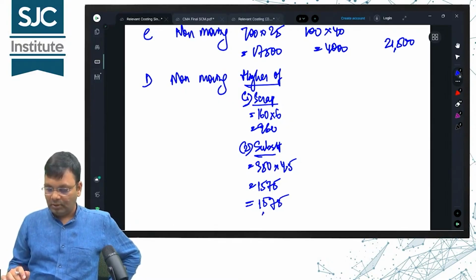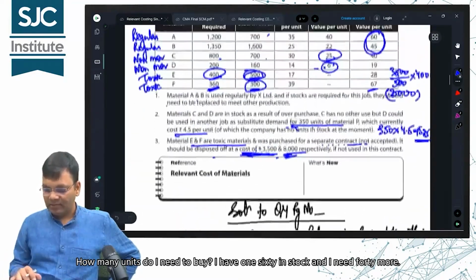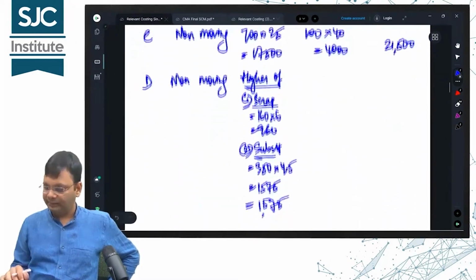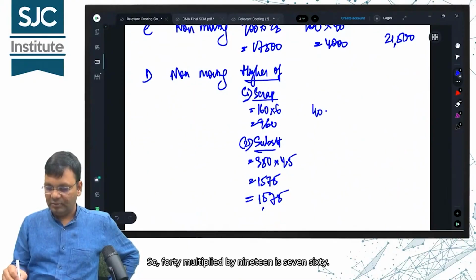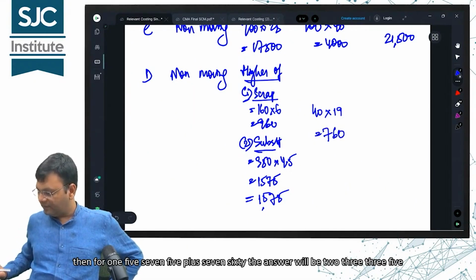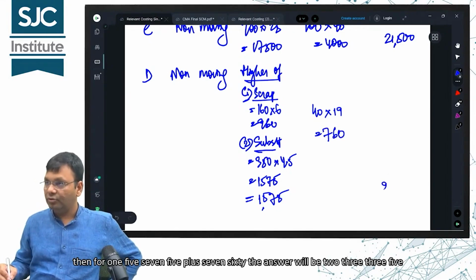Okay. How many units do I need to buy? I have 160 in stock and I need 40 more. The rate is 19 for 40. So 40 multiplied by 19 is 760. Then for 1575 plus 760, the answer will be 2335.